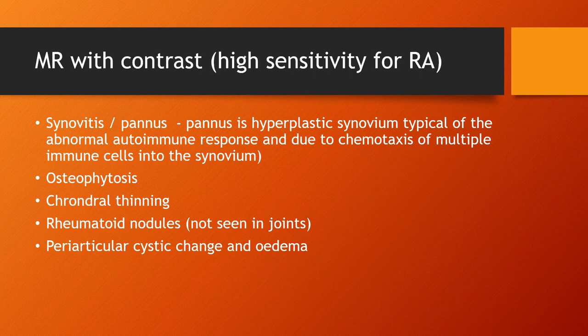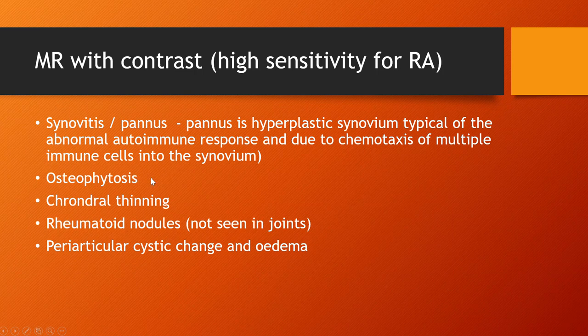MRI, so what are the features on MRI? It has a very high specificity for RA. So synovitis or pannus is basically a hyperplastic synovium. So it's that echogenic gunky looking effusion that we see on ultrasound. And why it's there is because there's chemotaxis occurring of immune cells, and so they proliferate into the synovium and we end up with this pannus. So we can see that on MR.